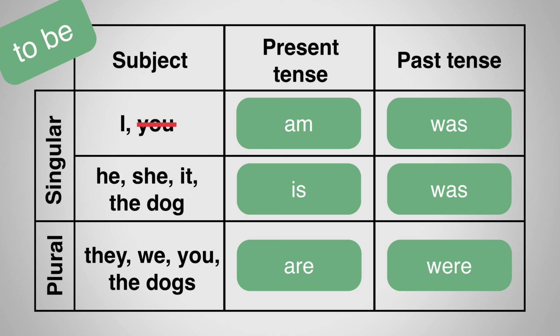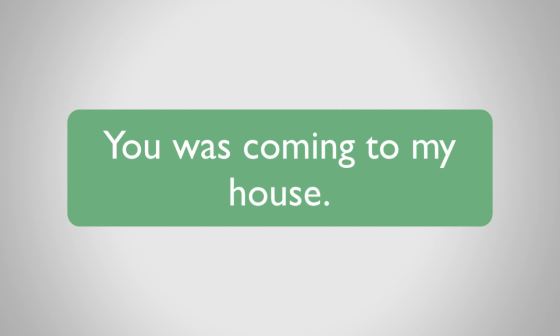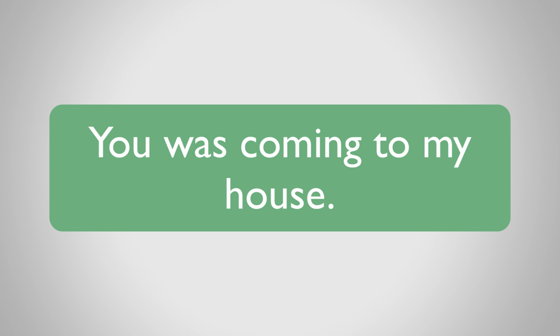That's because for the verb to be, we can't say in the present tense, you am. Instead we'd say, you are. And for the past tense, we can't say, you was. Instead we'd say, you were. Saying you was is a common misconception, and it's grammatically incorrect, so it should be avoided at all costs.